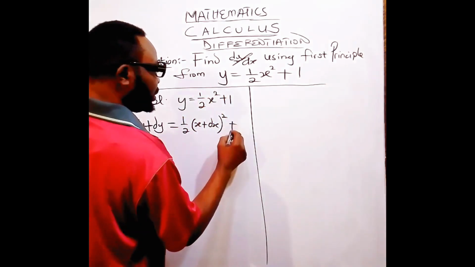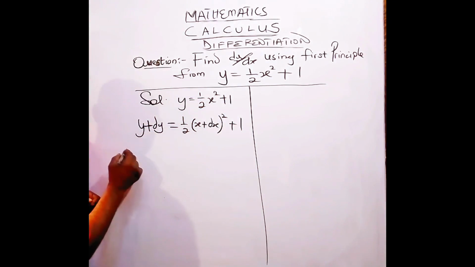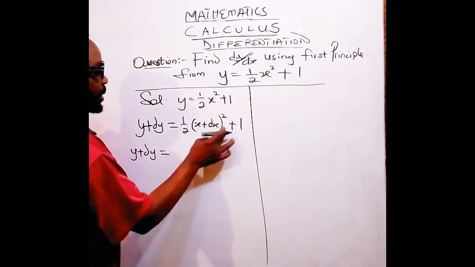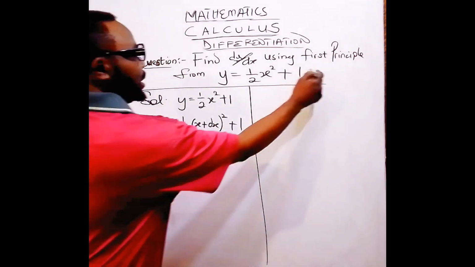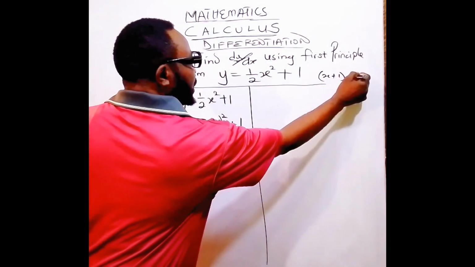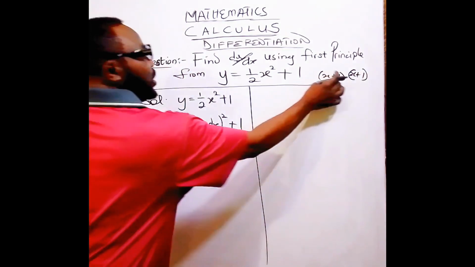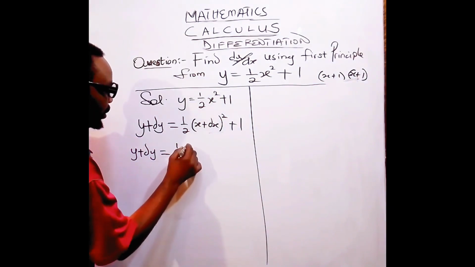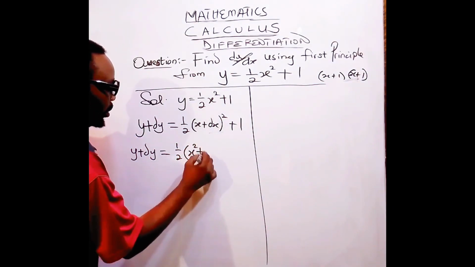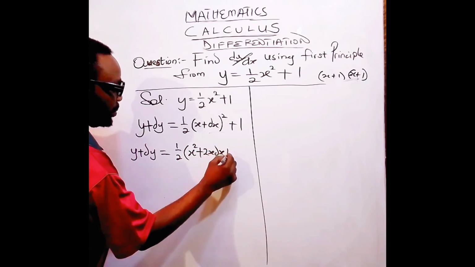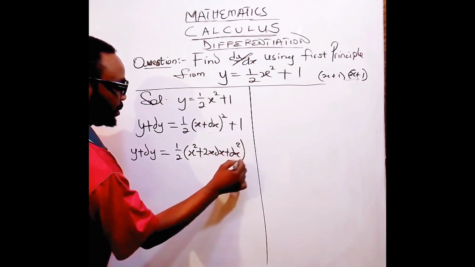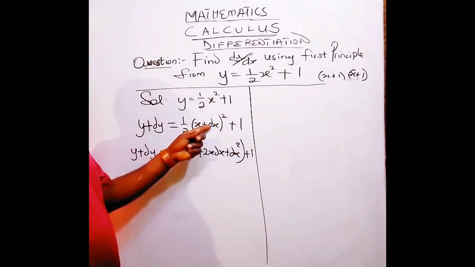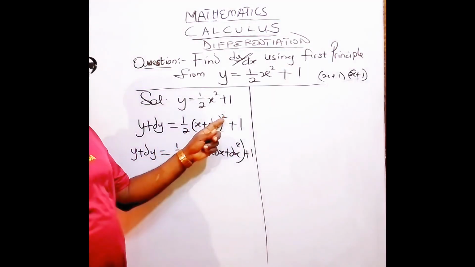plus 1. Now we are having y plus change in y equal to, we have to open up this bracket. You know, this bracket means x plus dx, x plus dx. That is the bracket. So when you try to expand this bracket, you are going to get 1 over 2 into bracket x squared plus 2x dx plus dx squared, plus 1. That is what you get when you try to solve this bracket like this.